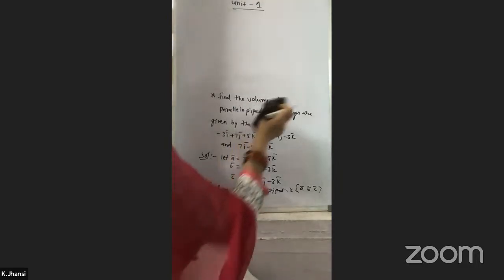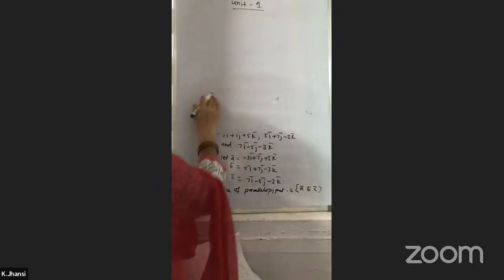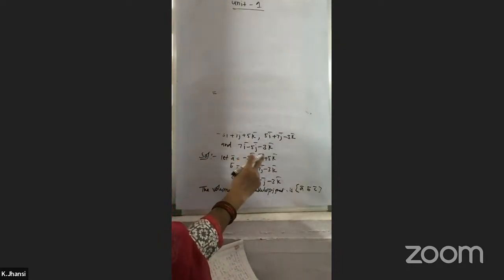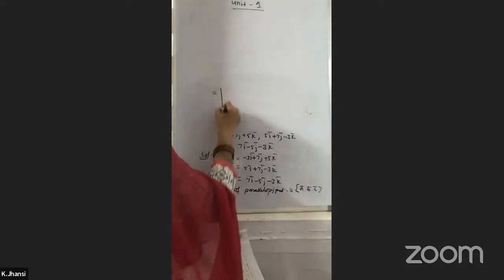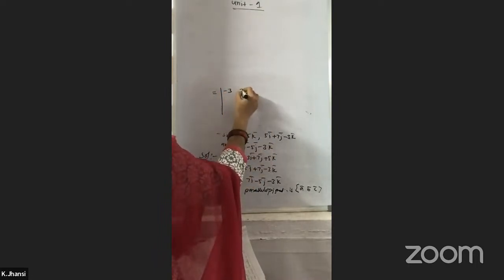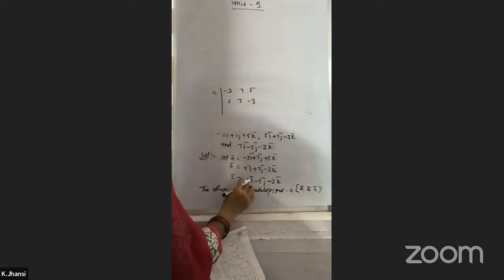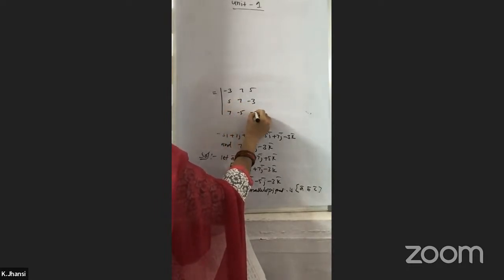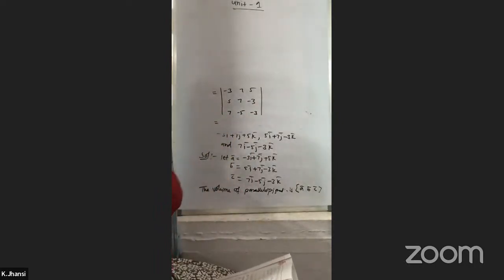So whatever the coefficients of i, j, k are in the vectors A, B and C, we can find the determinant of that. That is -3, 7, 5; 5, 7, -3; 7, -5, -3. So volume means we need some value, no?